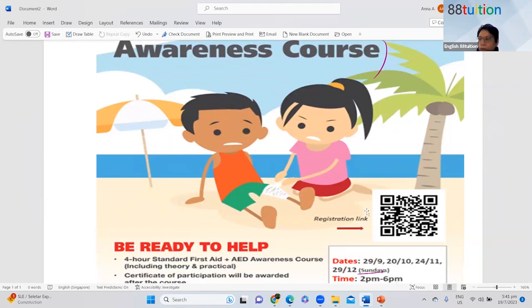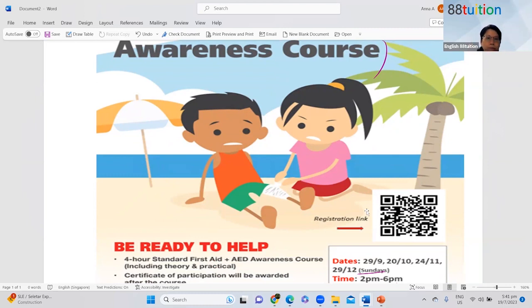Reason is very simple. PSLE, a lot of things are current. So they may have registration link by using QR code. So you need to know what it's for. Usually, it's for your registration. That's it. Just remember that. Okay, your teacher will also go through this with you.